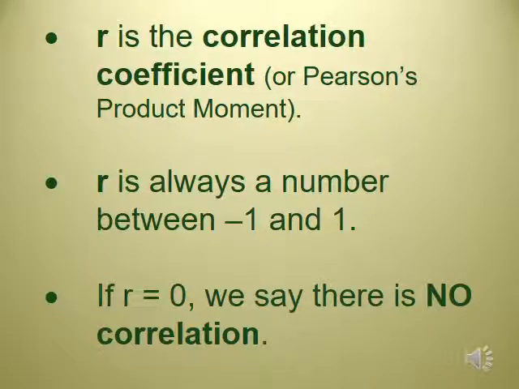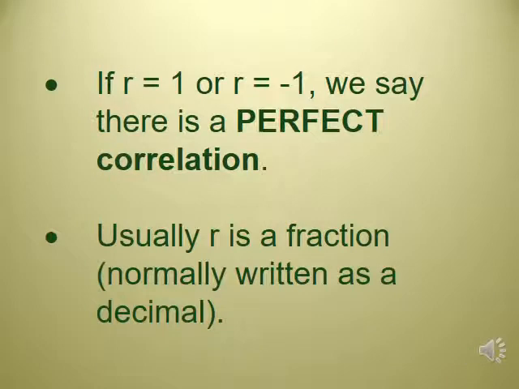R is the correlation coefficient, and it will always end up being a number that's somewhere between -1 and 1. If you have a negative correlation, you're going to get a negative value for R. If you have a positive correlation, you'll get a positive value, and it will always be somewhere between -1 and 1. If R was 0, we would say that there is literally no correlation. If R is 1 or if R is -1, you'd have a perfect correlation.